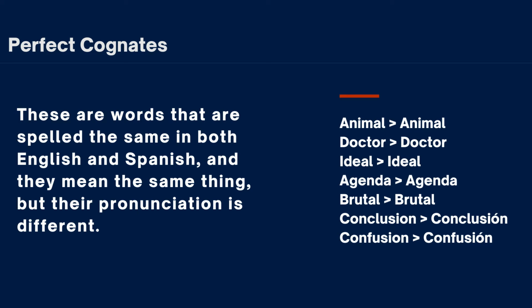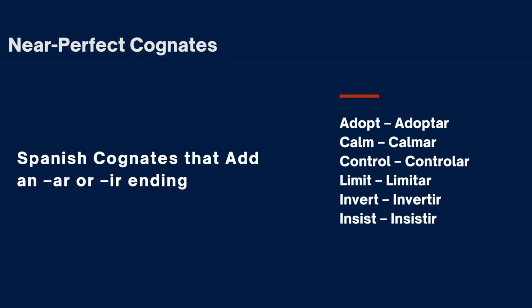Some examples of these are animal, animal; doctor, doctor; ideal, ideal; agenda, agenda; brutal, brutal; conclusion, conclusión; confusion, confusión. Now, beside these perfect cognates, we also have near-perfect cognates. These are words that have the same meaning in both English and Spanish, but instead of having the same spelling, they only look similar.